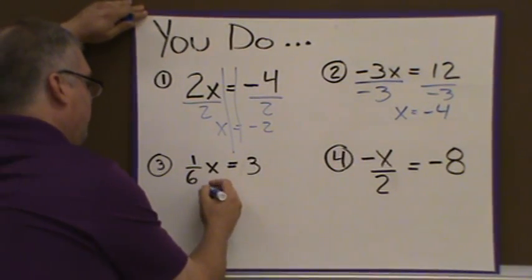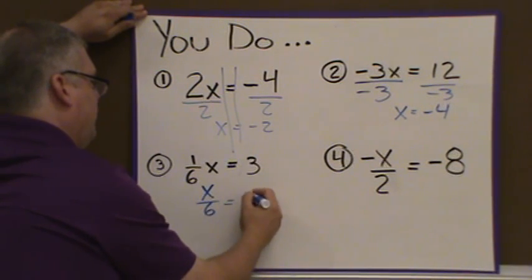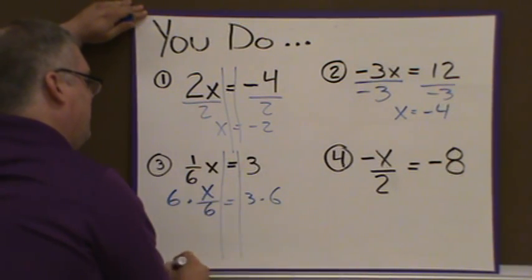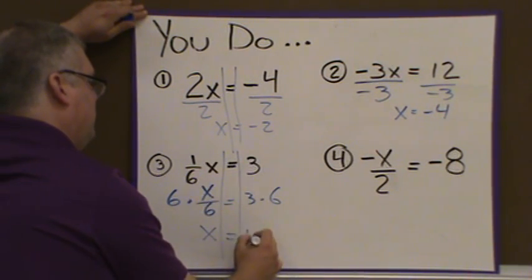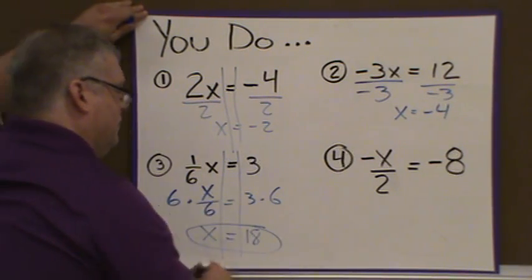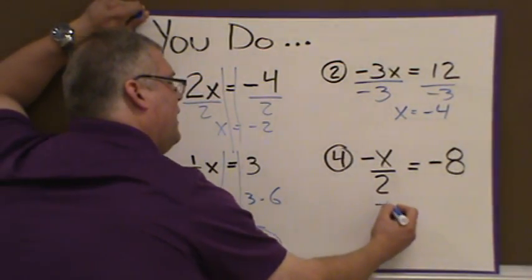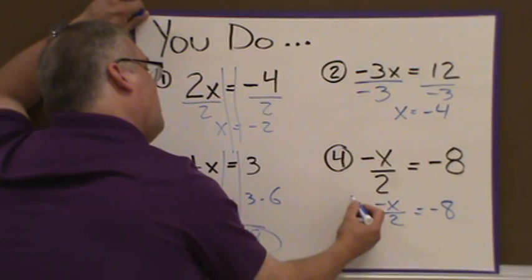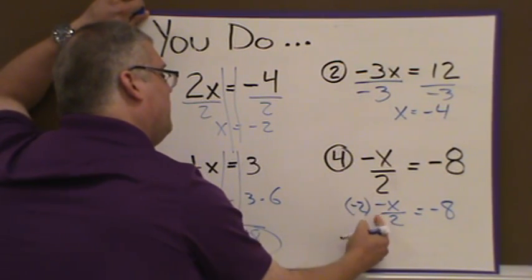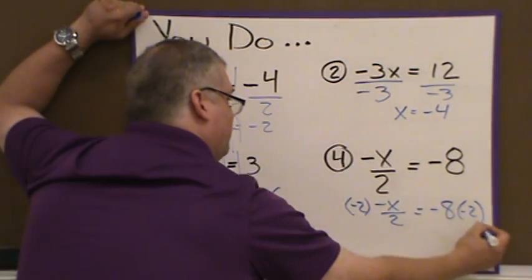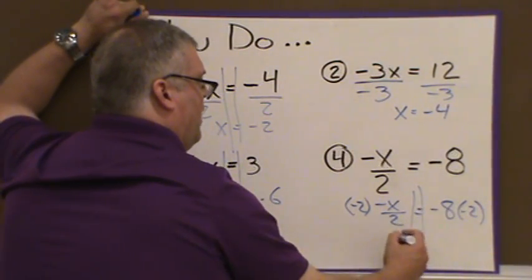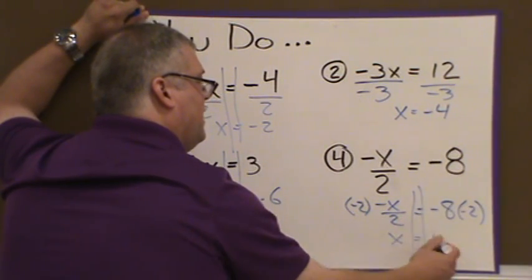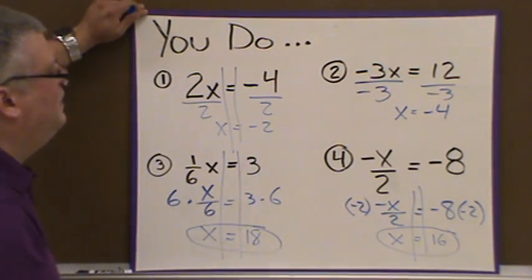Here I've got 1/6 times x, which is the same as x over 6, which means I multiply by 6 to solve, keeping those equal signs lined up. And that gives me x is equal to 18. Over here, I've got negative x over 2 is equal to negative 8. I'm going to multiply by negative 2 because that's the opposite of dividing. Do that to both sides, and I end up with x is equal to positive 16, because negative times a negative is a positive. And that's my final answer on that one.